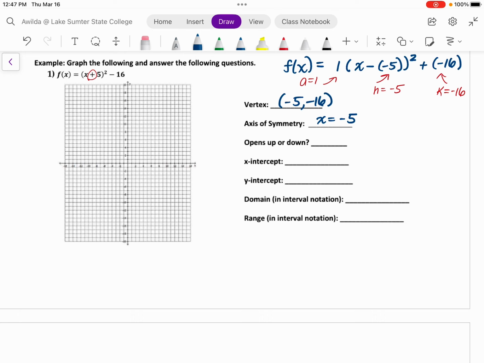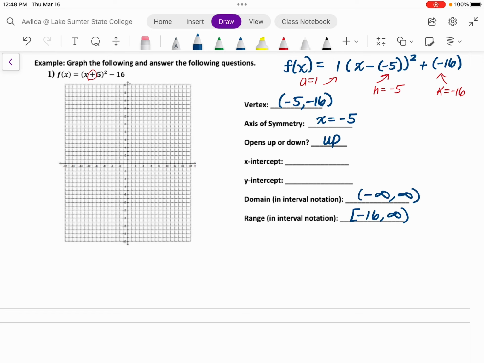Because A is a positive 1, this parabola will open up. Now, let's look at the domain and range for now, and then we'll come back and explore the x and the y intercepts. I know that the parabola opens up, therefore the vertex is going to be the lowest point on the graph. That means that the lowest value of y will be negative 16, and there will be no highest value of y. Therefore, the range will go from negative 16 with no upper bound, traveling toward positive infinity. We said earlier that for all quadratic functions, the domain is the set of all real numbers.